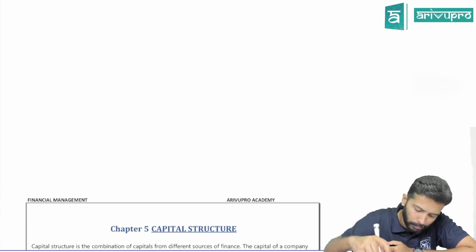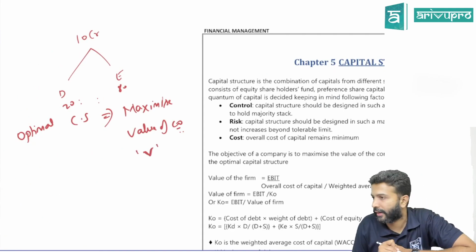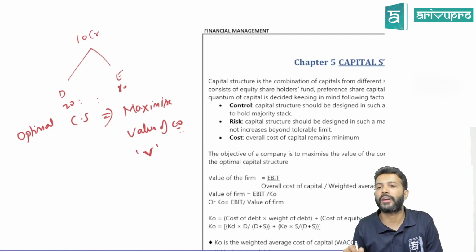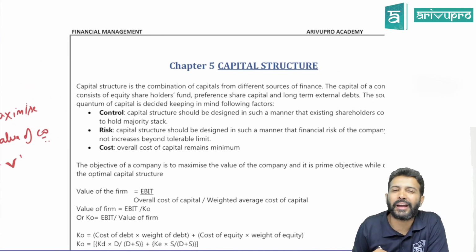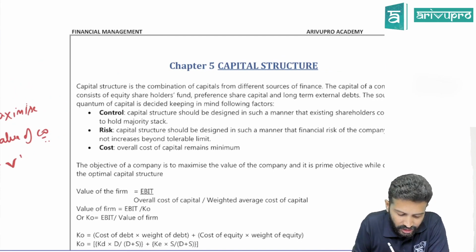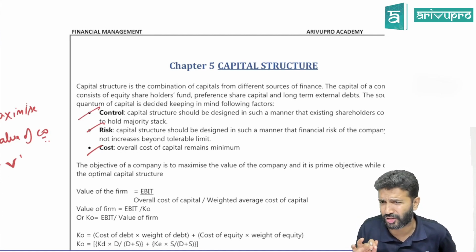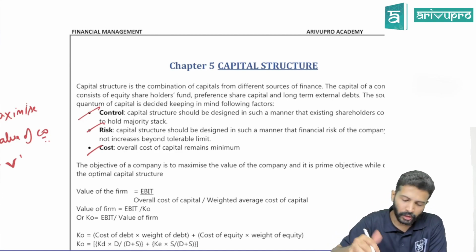Here the value of the company, or firm, we denote by the symbol V. Capital V stands for value of the firm. And we already know that the source of finance we raise keeping three factors in mind: R, C, C. Risk, cost, and control. We have done all those in the first topic itself. Yes, no? Same thing again, they have brought it in here. Are we good, sir? All right.